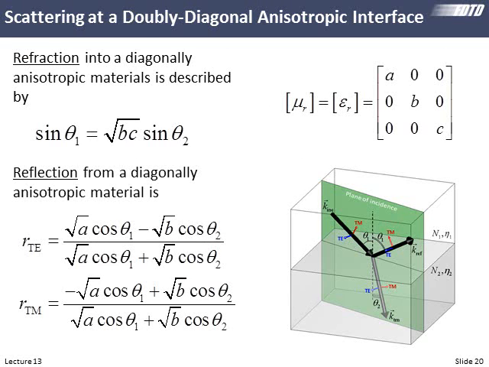So what happens then to the Fresnel equations if we're reflecting and transmitting off of something that is anisotropic, and specifically doubly diagonal anisotropic? Well, refraction, we modify Snell's law a little bit. And in this case, sine of theta 1 is the square root of b times c sine theta 2. So what is bc? It's two of the elements in the tensor, in the y and z directions, it turns out.